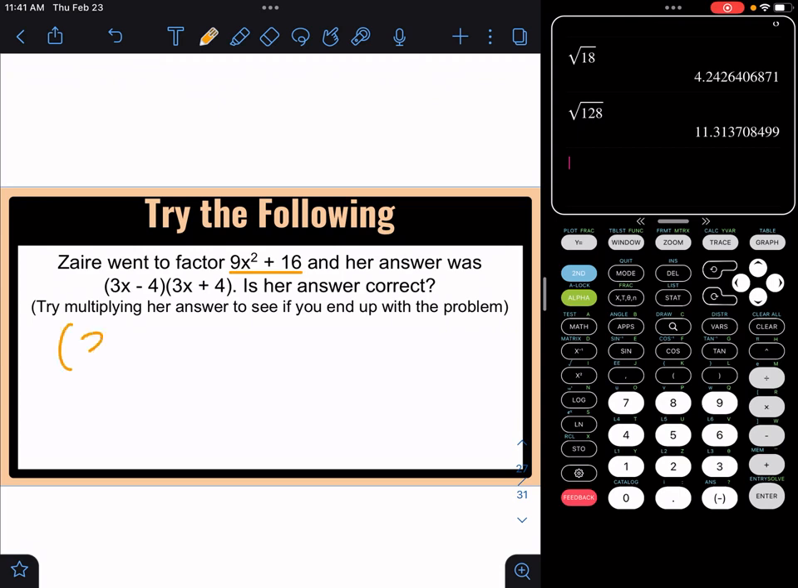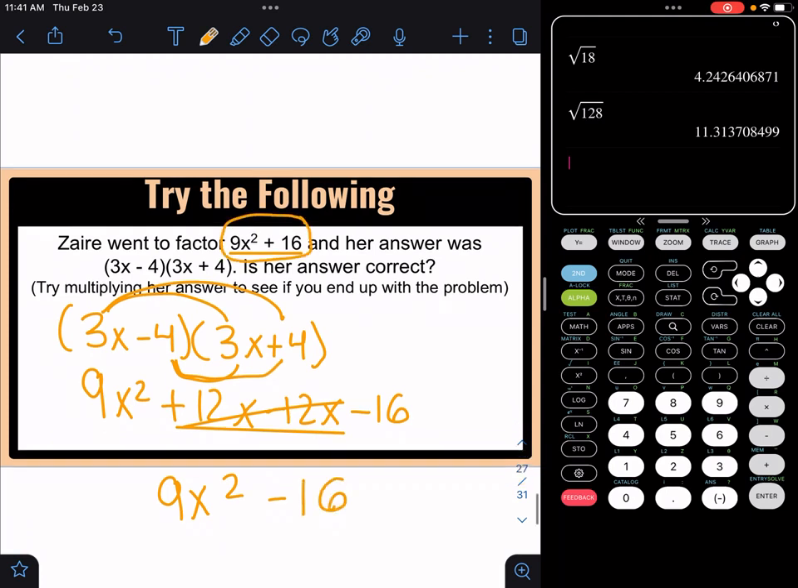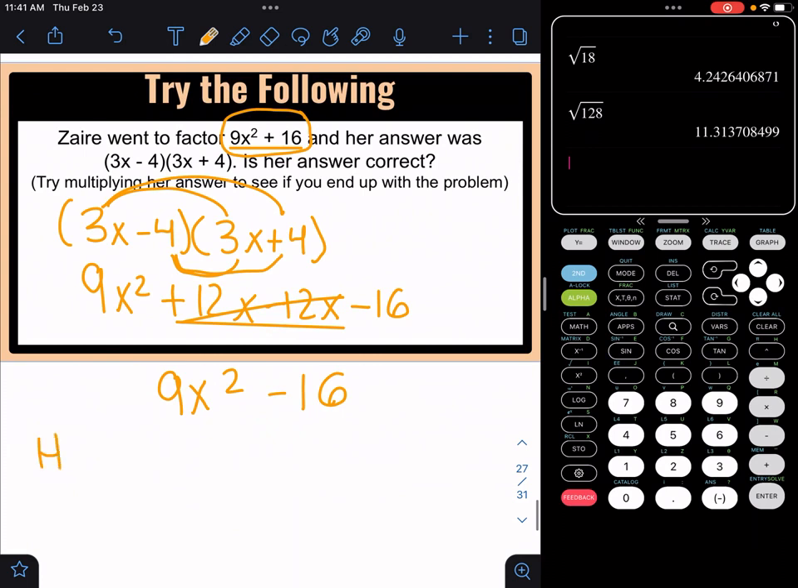Let's see. I'm going to try multiplying and make sure that I ended up with the same answer. 3x times 3x is 9x squared. 3x times 4 is 12x. Negative 4 times 3x is negative 12x. Negative 4 times 4 is negative 16. Well, 12x minus 12x would cancel out, leaving me with 9x squared minus 16. Ooh, but her original problem was 9x squared plus 16. So was her answer correct? Her answer is not correct.